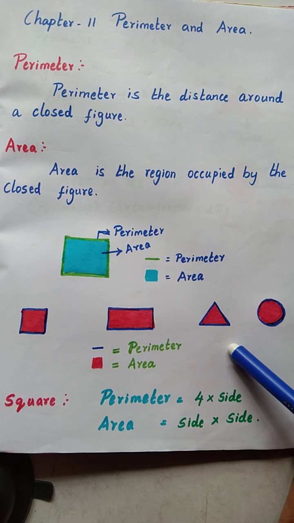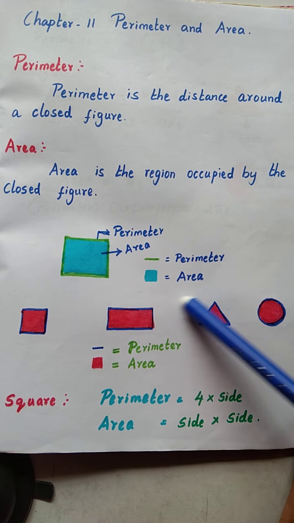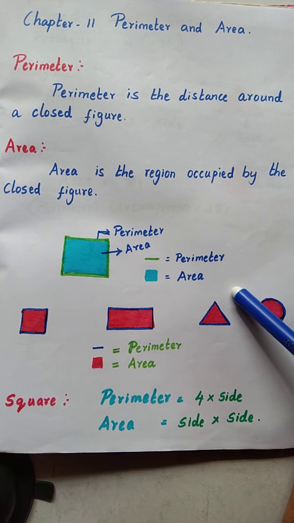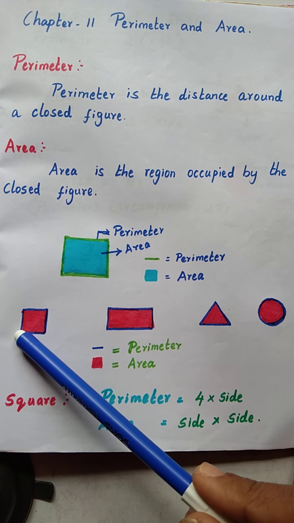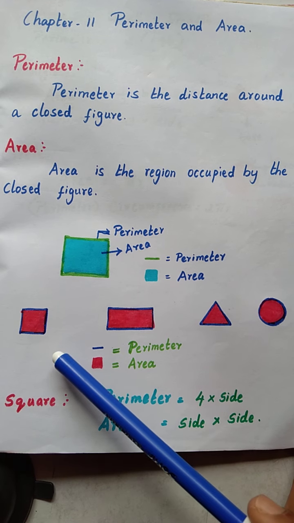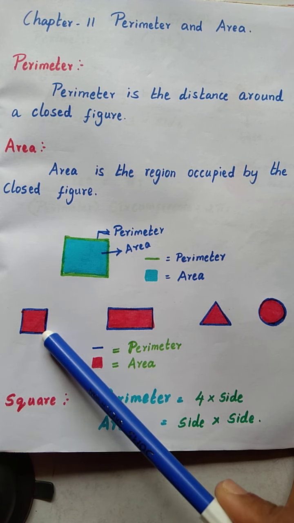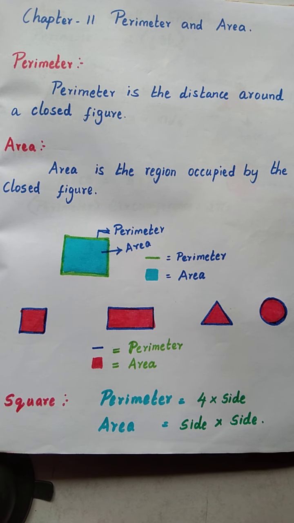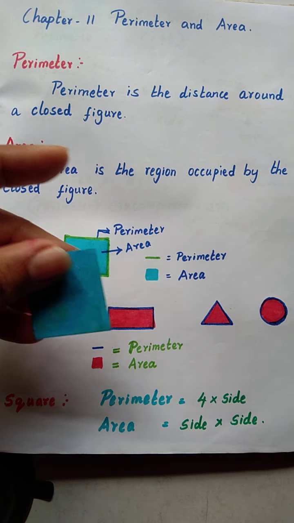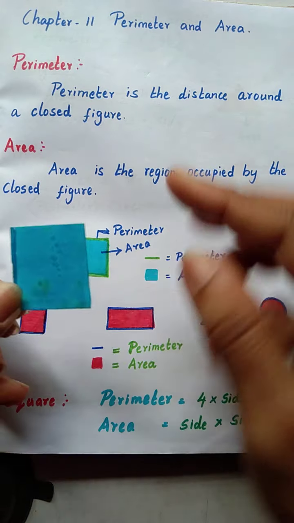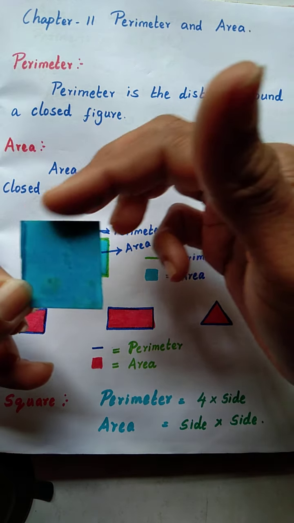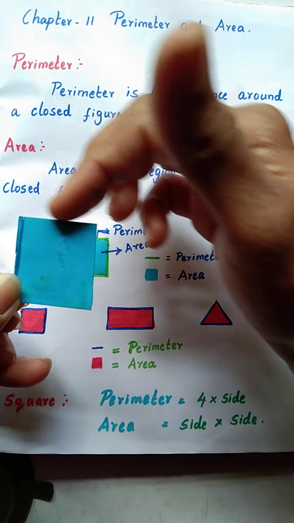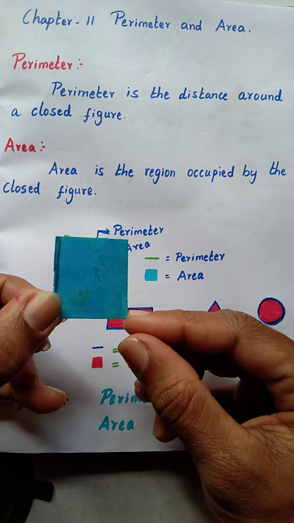Because these shapes are made with straight lines, line segments, right? So, how many sides does a square have? You all know what the side of a square is. You can see the square. So, this is a square, right? In this square, this is said to be the side. Clear? These four sides we will call sides. This is said to be the perimeter.